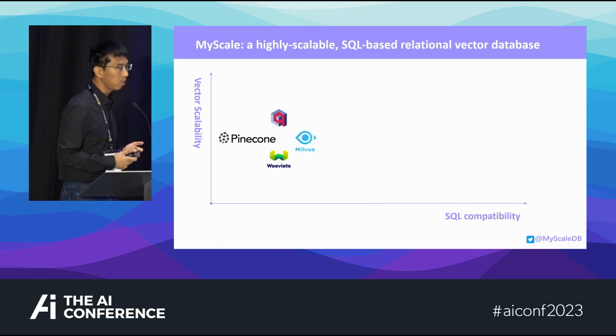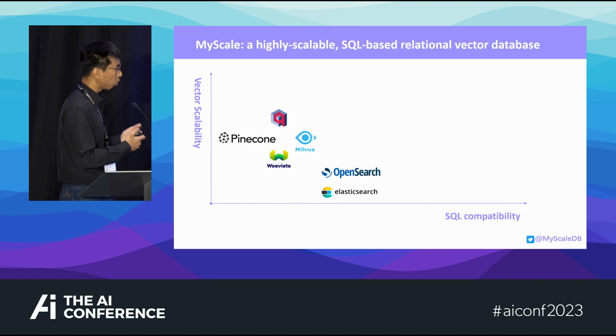Because of the rising needs, recently we have seen a surge of such products. For example, we have the specialized vector databases, such as Pinecone, Faiss, Milvus, and Weaviate. Some of them are here. These products are specially designed and optimized for vector search, so their performance is usually pretty good.